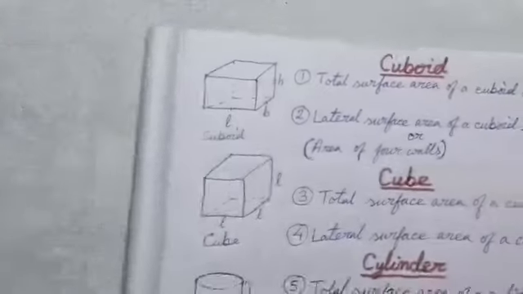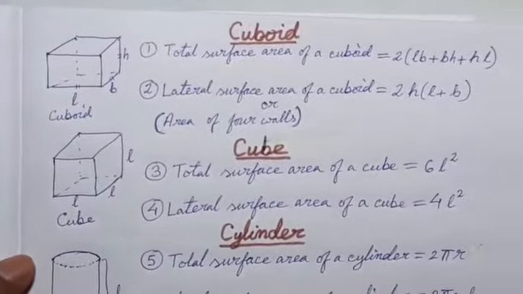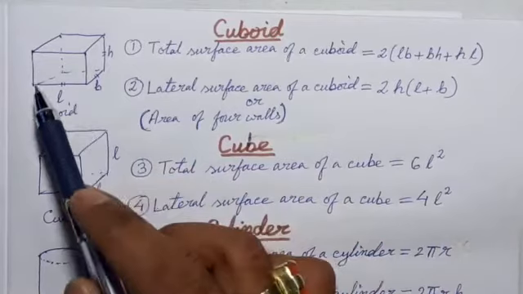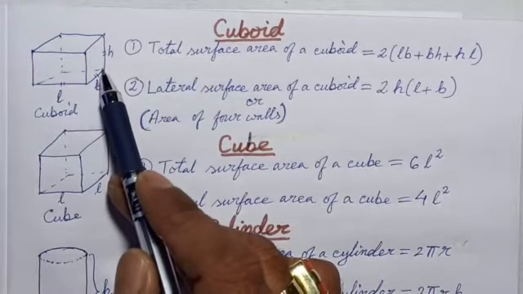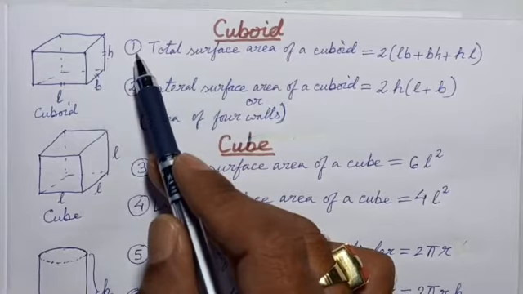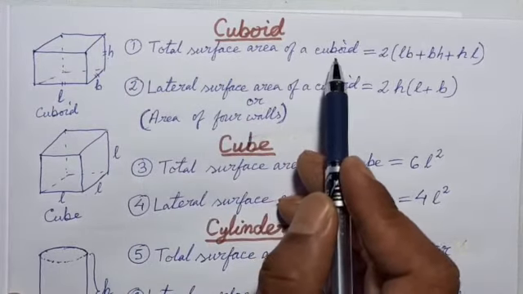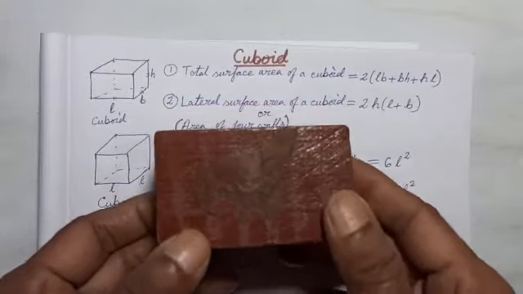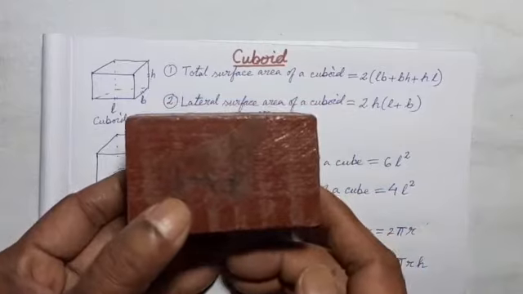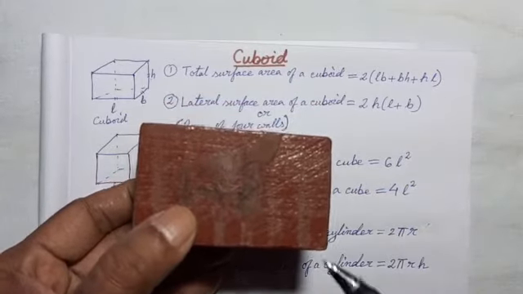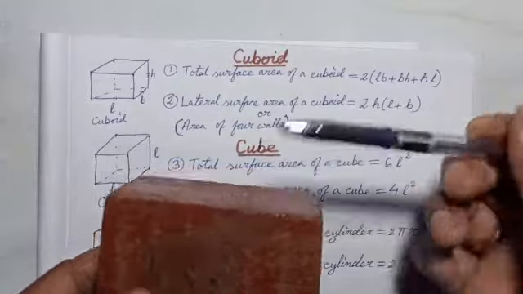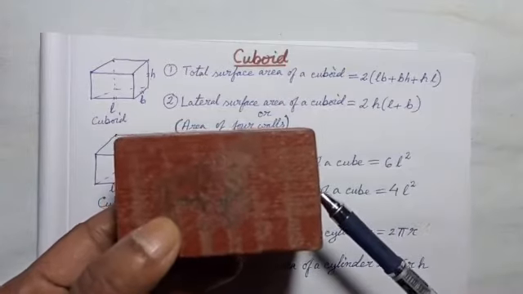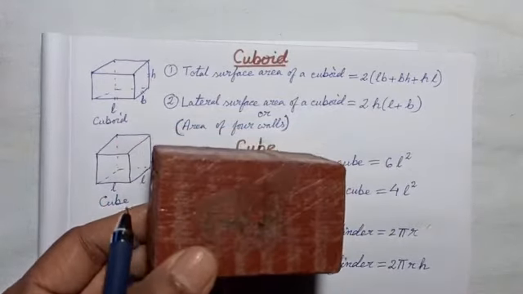Now let us learn this formula. The first one is cuboid. From here up to there is length, from here up to there is breadth, and this side is height. Formula number 1, total surface area of a cuboid. You see, this is a cuboid. Here there are altogether 6 faces. This face and this face and this face and this face, that means 4 faces, 1, 2, 3, 4. Then this 5 and this 6. So 6 faces are there.